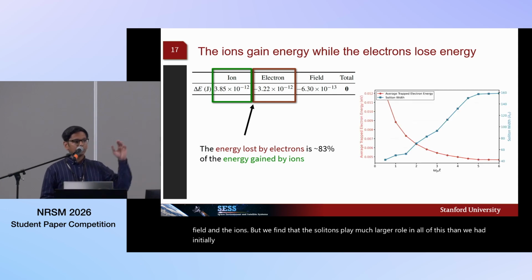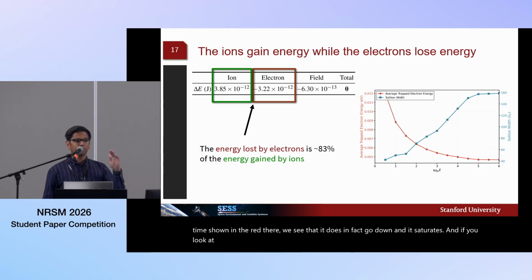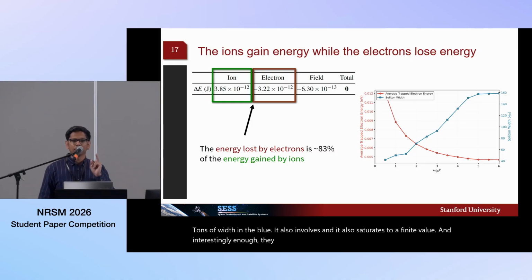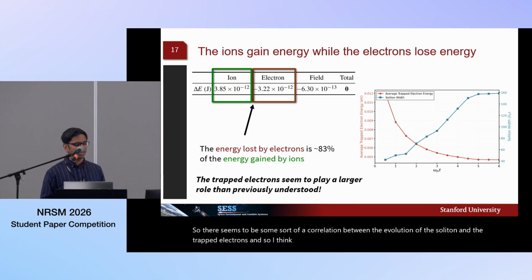And if we look at the evolution of the trapped population's energy over time, shown in the red there, we see that it does in fact go down and it saturates. And if you look at the soliton's width in the blue, it also evolves and it also saturates to a finite value. And interestingly enough, they both saturate at the same time. So there seems to be some sort of a correlation between the evolution of the soliton and the trapped electrons. And so I think it's fair for us to conclude that the trapped electrons seem to play a larger role in all of this than previously expected.